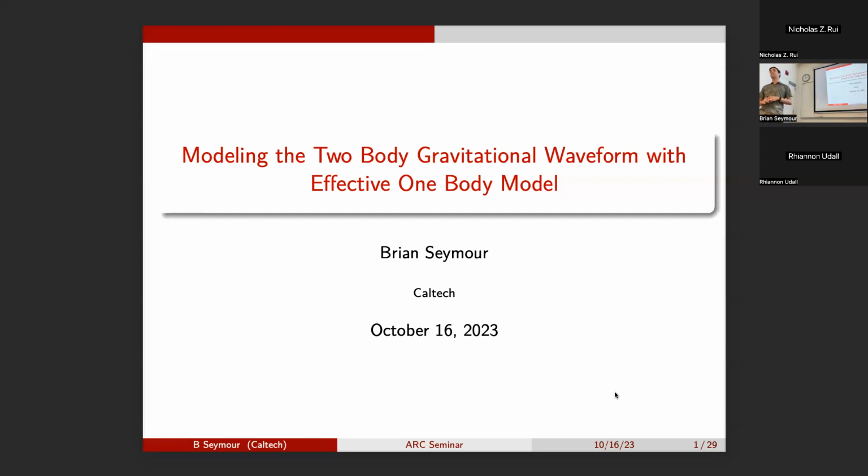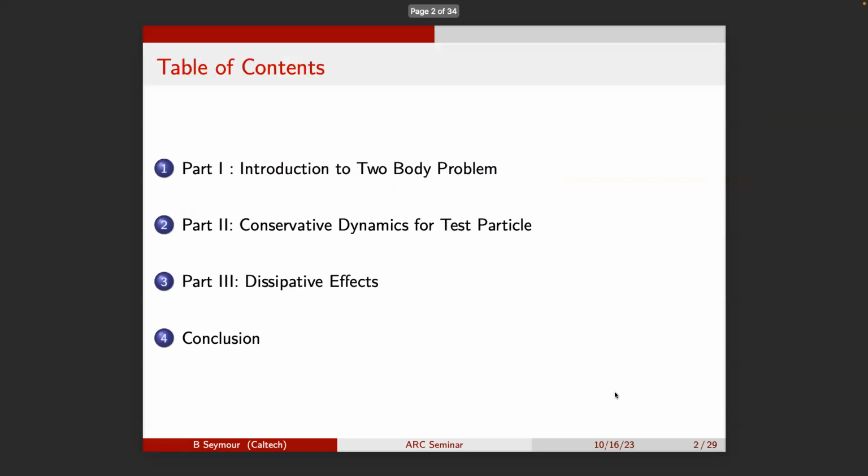Since there are a lot of waveform models, it's very easy to get them all confused if you don't do parameter estimation. So, the way this talk is going to be structured: I'm going to introduce the two-body problem in Newtonian gravity and GR, and then discuss how you write the conservative dynamics for a test particle in space-time. And in part 3, I'm going to add dissipative effects and then conclude.